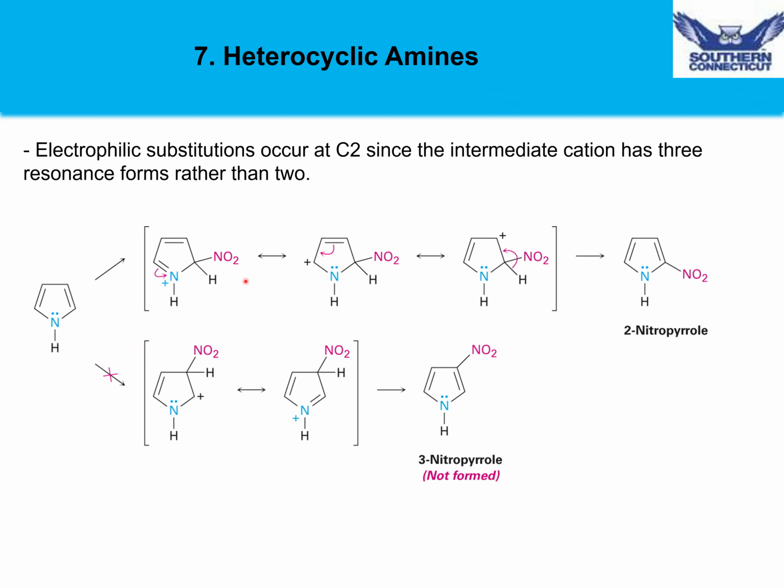Another way of viewing this is that if the substitution of whatever electrophile, in this case the nitro group, adds to the second carbon, we're going to have 3 resonance structures compared to only 2 resonance structures if the electrophile adds to the third carbon. For that reason, we're going to get primarily substitution at the second carbon.